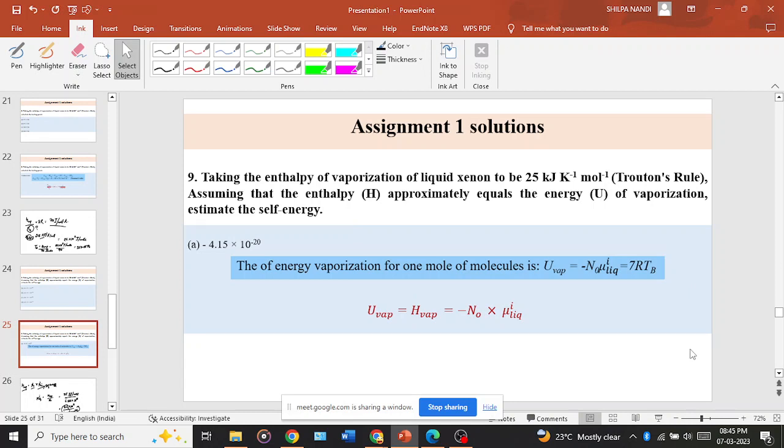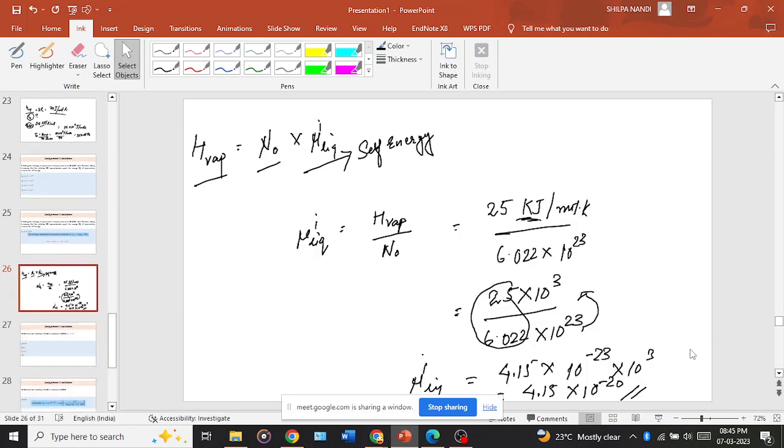The self energy of vaporization for 1 mole of molecule is given as: enthalpy of vaporization is equal to Avogadro number multiplied by self energy. So self energy can be calculated as enthalpy of vaporization by Avogadro number. Here also you need to remember to convert the enthalpy in terms of joule and not kilojoule.